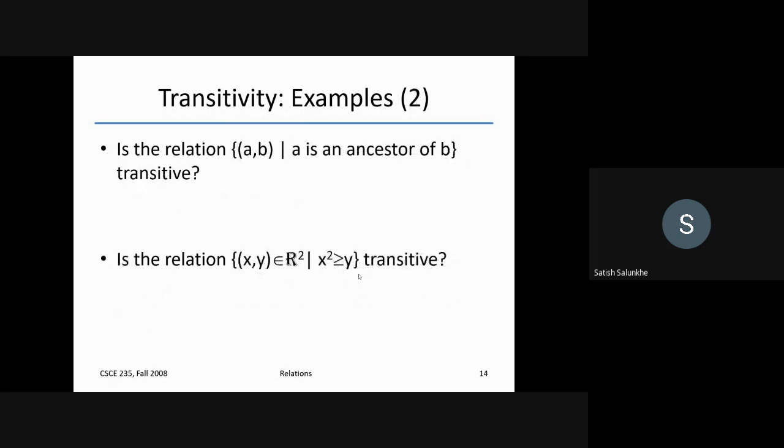Now, this is a relation having all pairs (A, B) such that A is an ancestor of B. Tell me now, is it transitive?